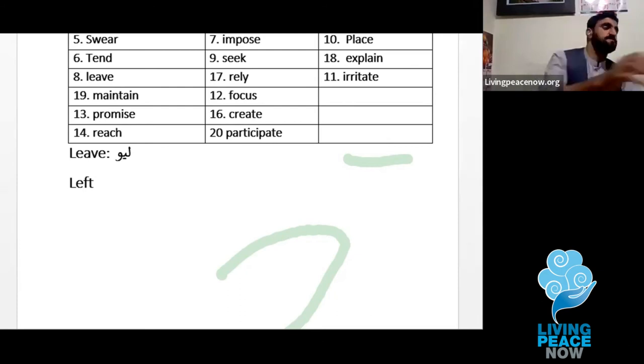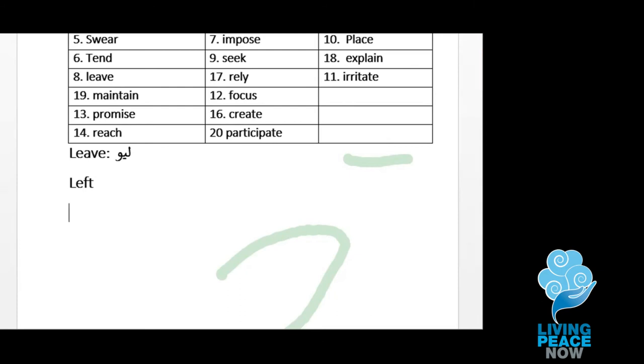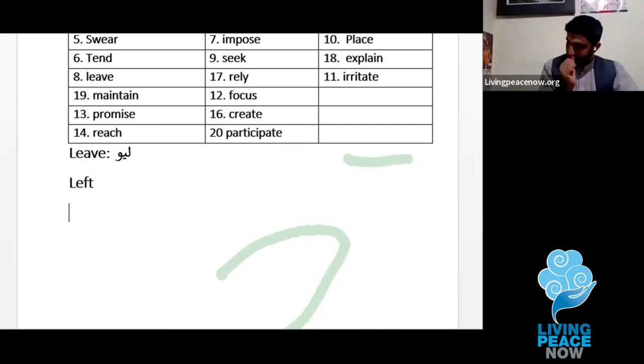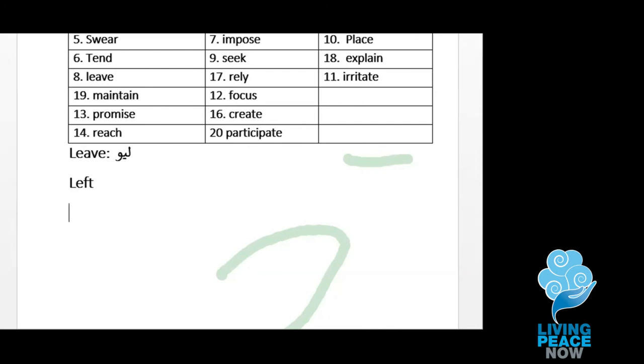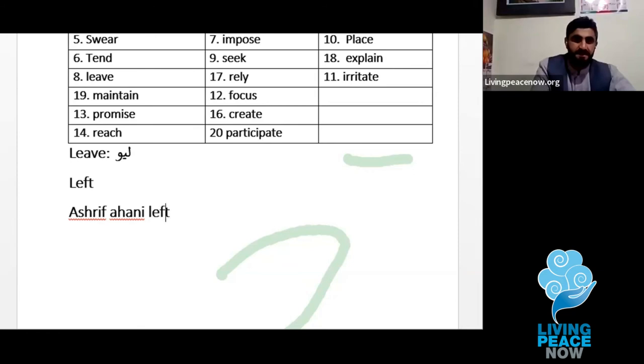Amrita, can you make one example about the word, not in detail? Yes. Ashraf Ghani leave his country. Yeah, left, not leave. Ashraf Ghani left his presidency. Left, not leave, because this is the past tense. Ashraf Ghani left his presidency.